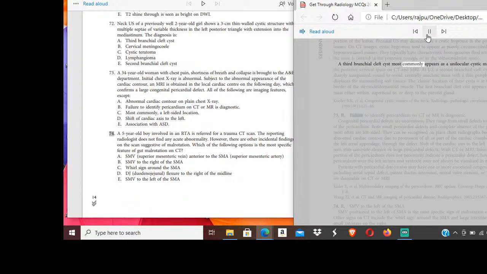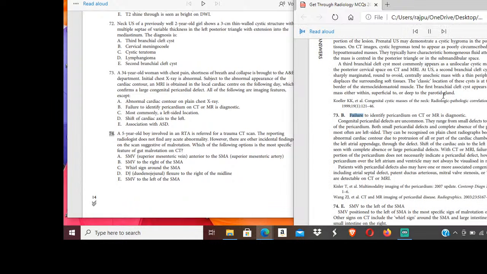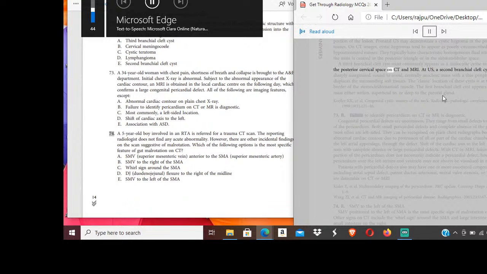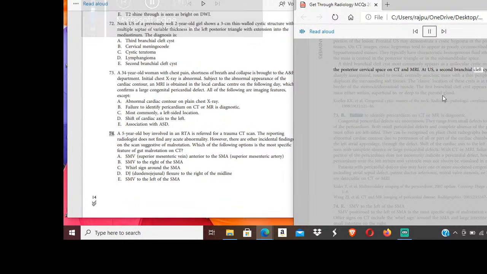A third branchial cleft cyst most commonly appears as a unilocular cystic mass centered in the posterior cervical space on CT and MRI. At US, a second branchial cleft cyst is seen as a sharply marginated, round to ovoid, centrally anechoic mass with a thin peripheral wall that displaces the surrounding soft tissues. The classic location of these cysts is at the anteromedial border of the sternocleidomastoid muscle. The first branchial cleft cyst appears as a cystic mass either within, superficial to, or deep to the parotid gland.